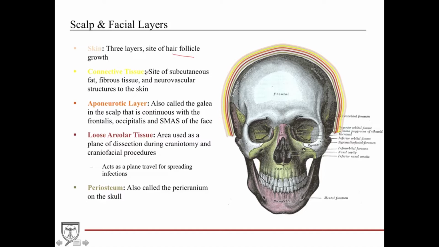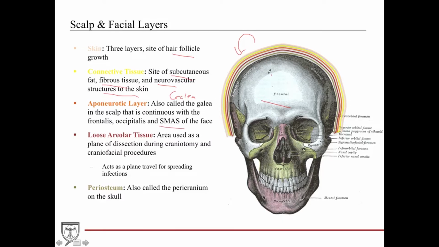Then you also have the connective tissue, which is the site of all the subcutaneous fat insertions with the fibrous tissue and the neurovascular structures of the skin that course throughout it. All the blood vessels and all the nerves for sensation run through the connective tissue. Then you have the aponeurotic layer, also called your galea over here. It's a portion of the scalp that continues with the frontalis muscle, as well as the occipitalis in the back, as well as what we call the SMAS that we'll discuss in a second. So it's continuous with this layer.